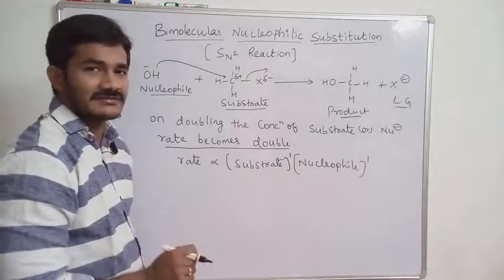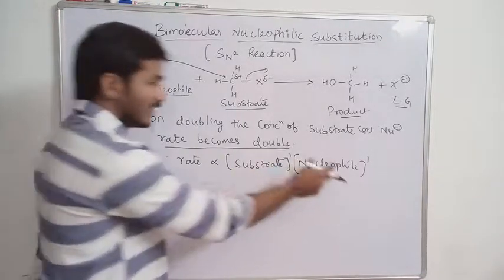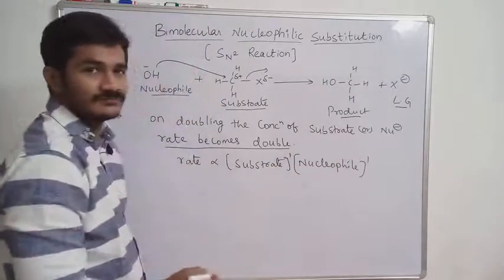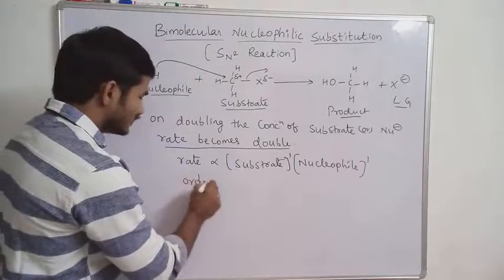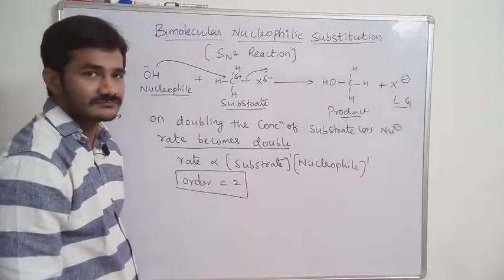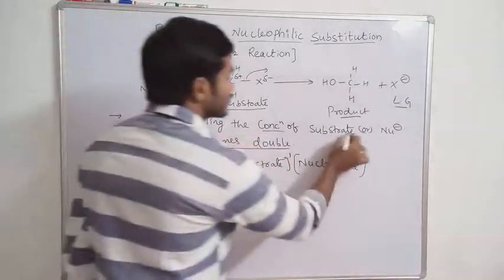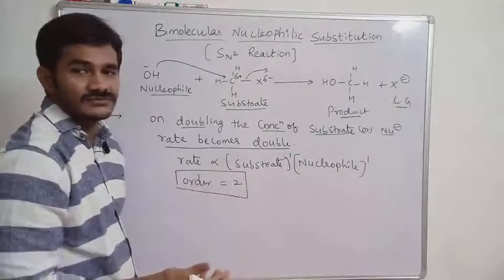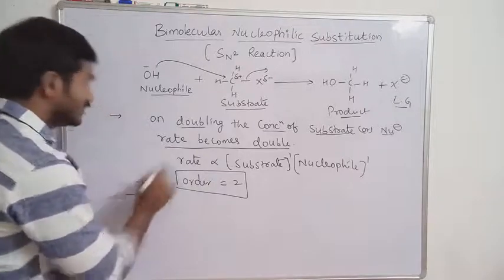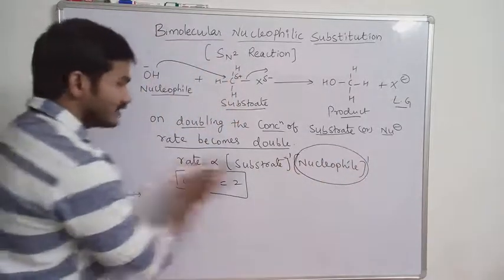So according to chemical kinetics, the order of this reaction is 1 with respect to substrate and 1 with respect to nucleophile. Overall the order becomes 1 plus 1 is equal to 2. So the order of the reaction is 2. It is a second order reaction, as experimentally determined: on doubling the concentration of substrate and nucleophile, the rate becomes double. In this second order reaction, the base or the nucleophile is a very important part. The rate depends on the nucleophile.